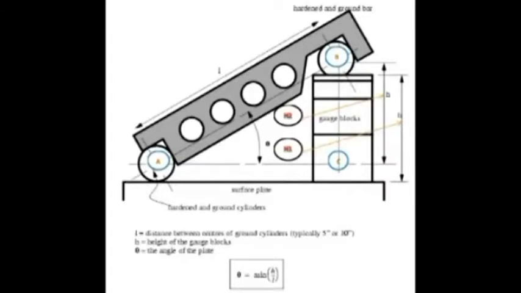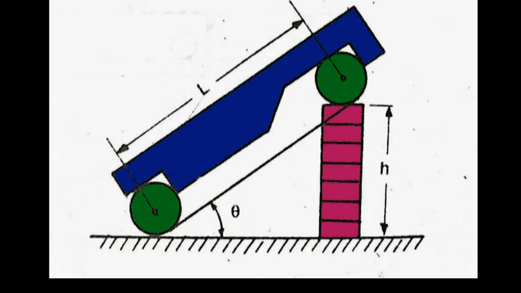By using this theta we can easily find out the angle. In angle measurement, coming to the sine bars, these sine bars are used for measuring angles which are less than 45 degrees.